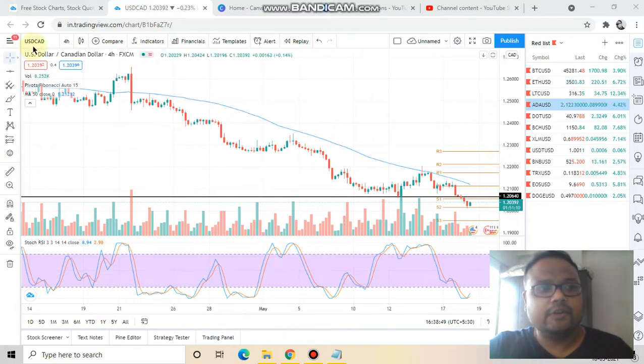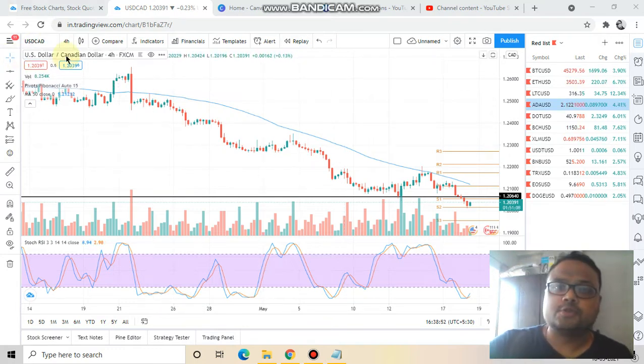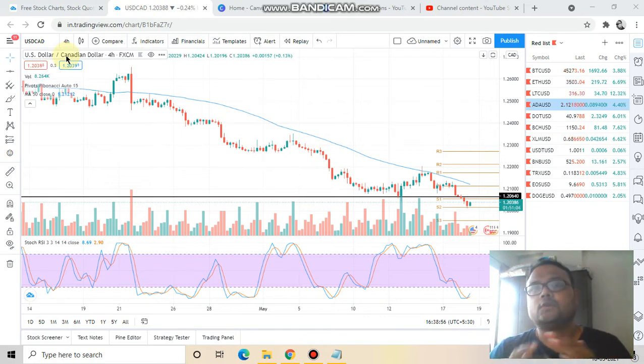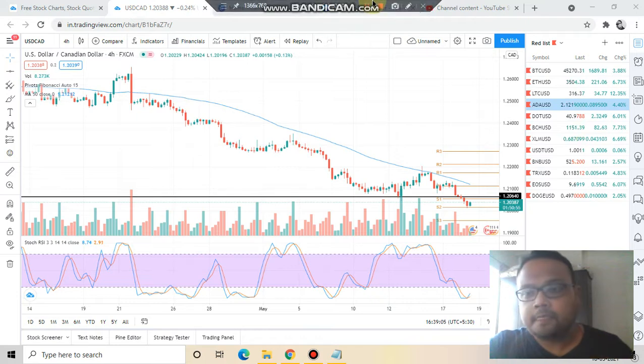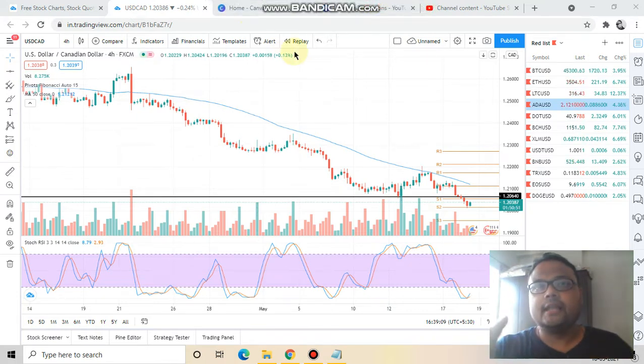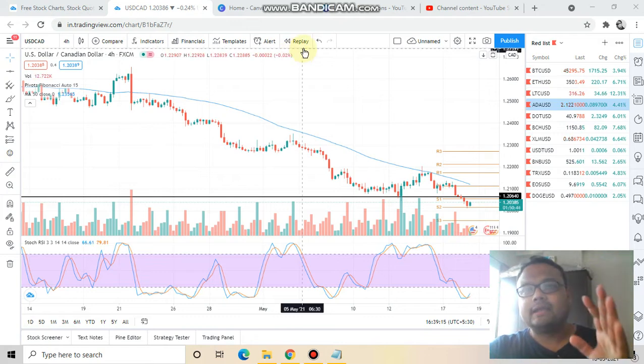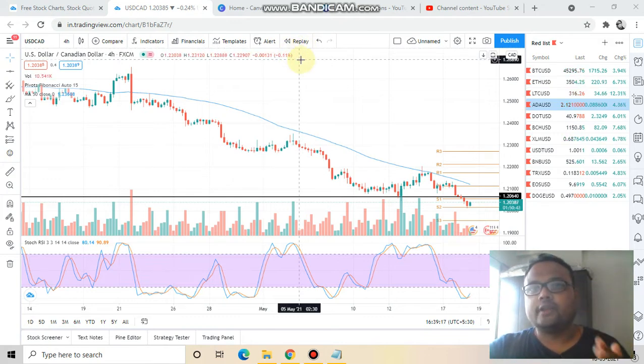So this is the chart of US dollar, Canadian dollar, and if you have watched my previous video, then you know what is going on. The chart looks very easy, but the things are a little bit complicated. I would like to mention again that this is a sell on rise kind of a market. Whenever market is in downtrend and market is getting resistance, the market becomes very easy for us to trade. Whenever market will be getting resistance, it will reverse.